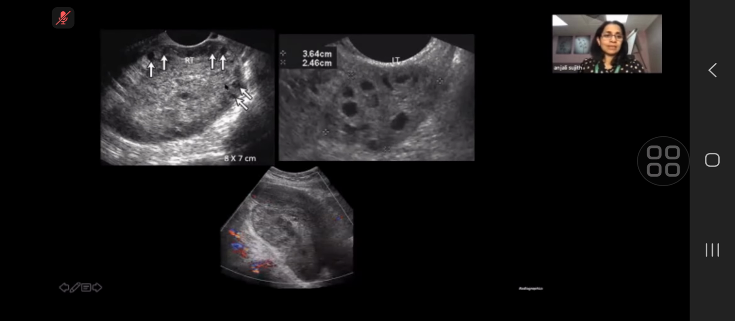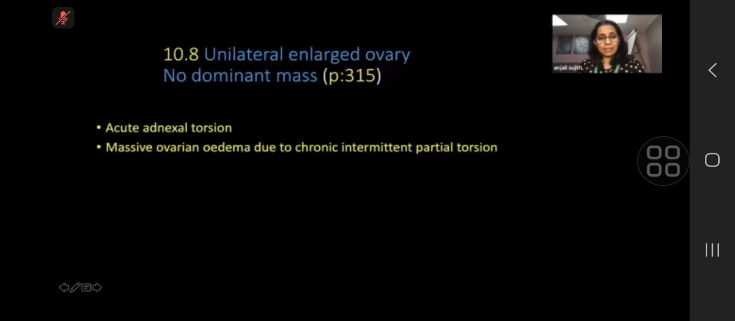Okay, so on an ultrasound again, you can see that the ovary is enlarged. Look at the size of the torted ovary and the normal ovary here. The follicles are all situated in the periphery. The main center is echogenic, edematous, and there is no blood flow.